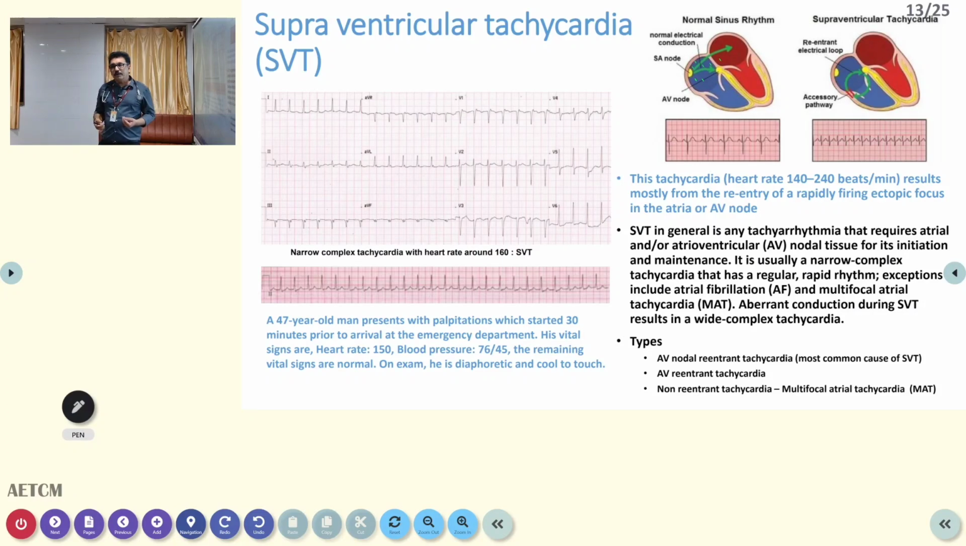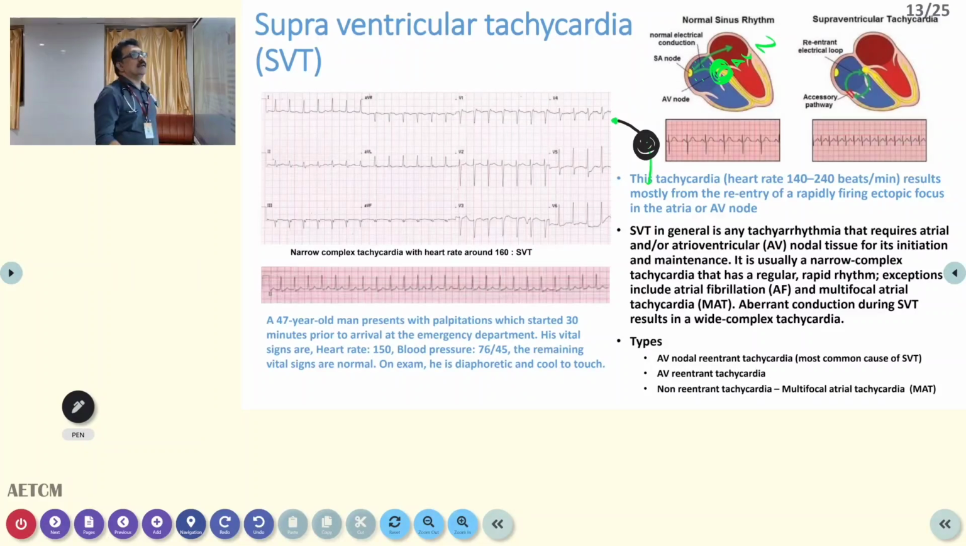There are two important reasons for supraventricular tachycardia. One is when electrical activity goes inside the node, AV nodal re-entry tachycardia. So re-entry means normally the entry will be SA node to AV node, and from the AV node it will go to the bundle. But unfortunately, here the re-entry occurs in the node itself. That is AV nodal re-entry tachycardia.